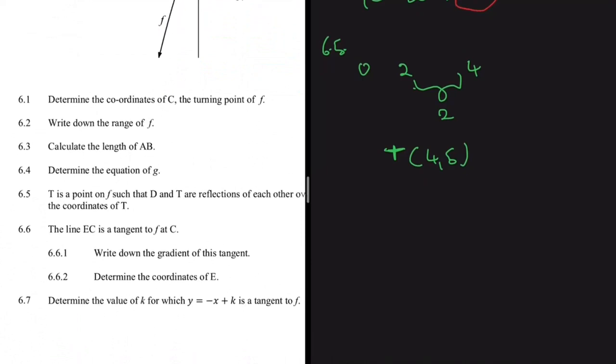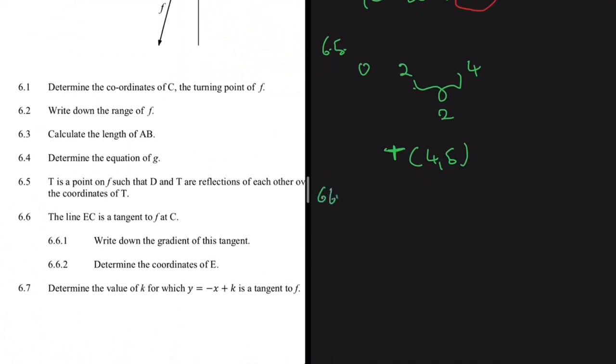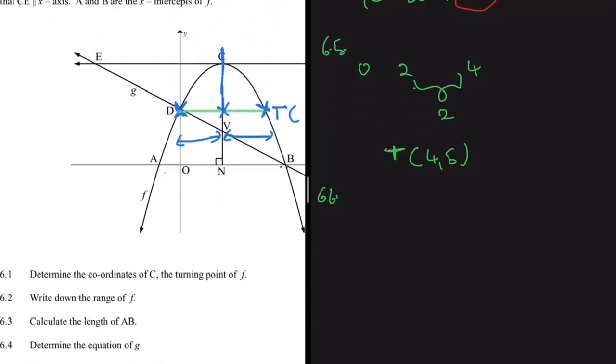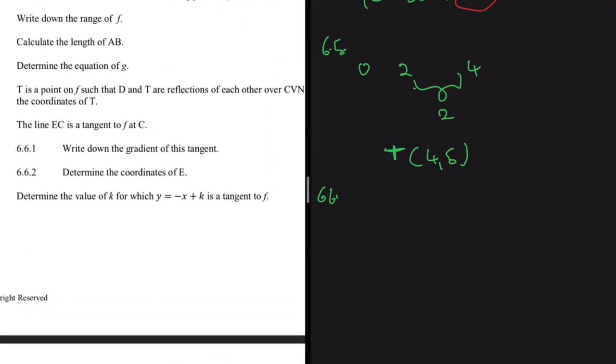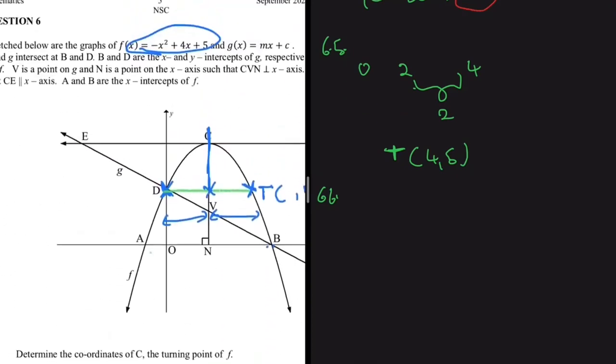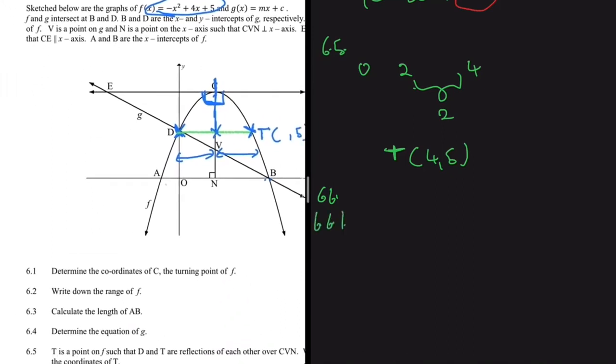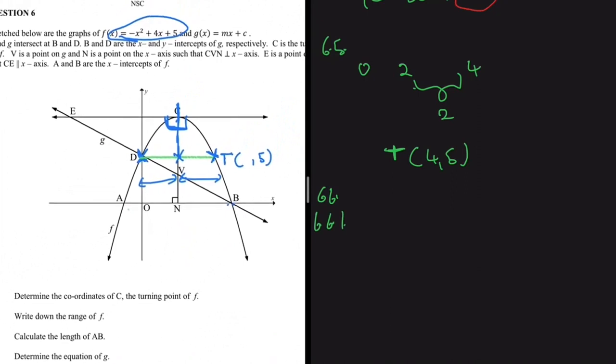And then 6.6 says the line EC is the tangent to f at C. The line EC, okay, there it is. And then write down the gradient of this tangent. This line EC touches the turning point, right? We know fully well from definition that the gradient at the turning point is equal to 0, right? So the gradient of that line EC will be m equals 0. It's flat. You can just see it when you look at it.